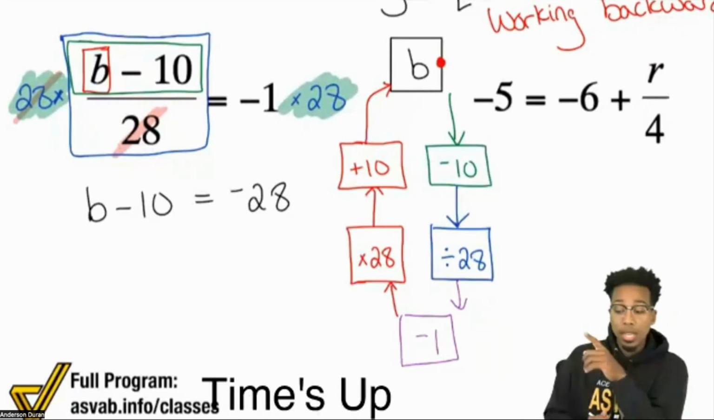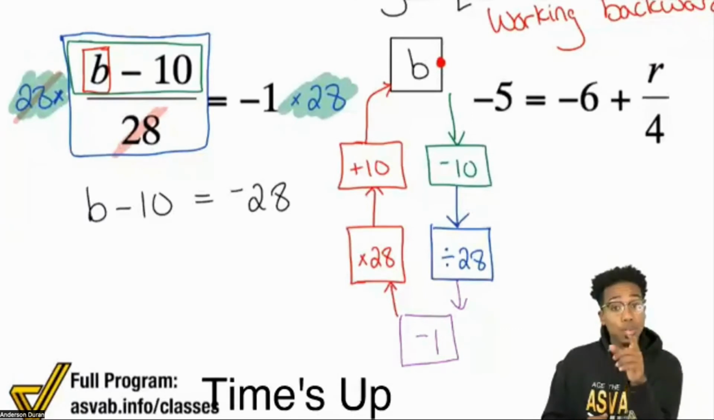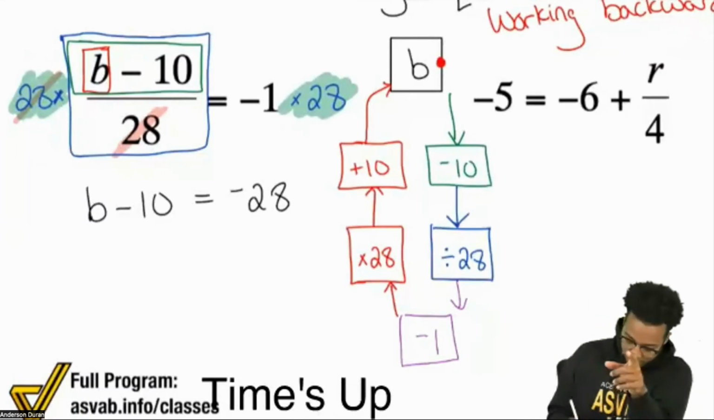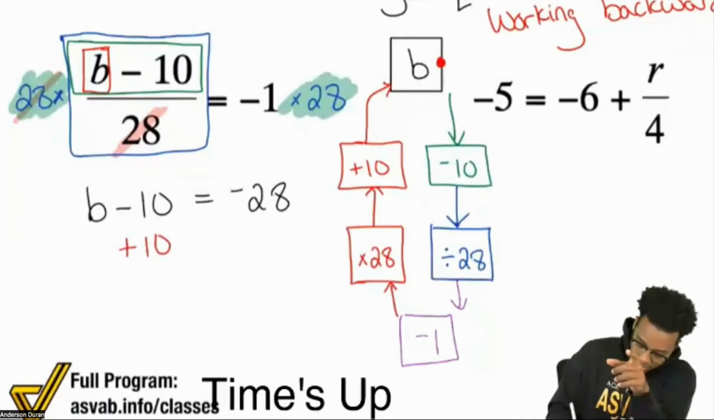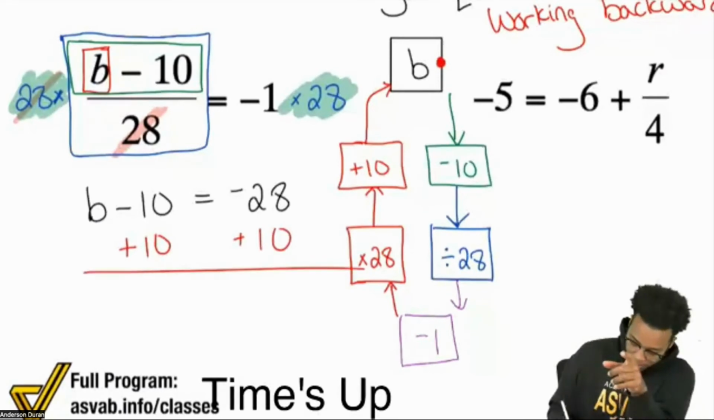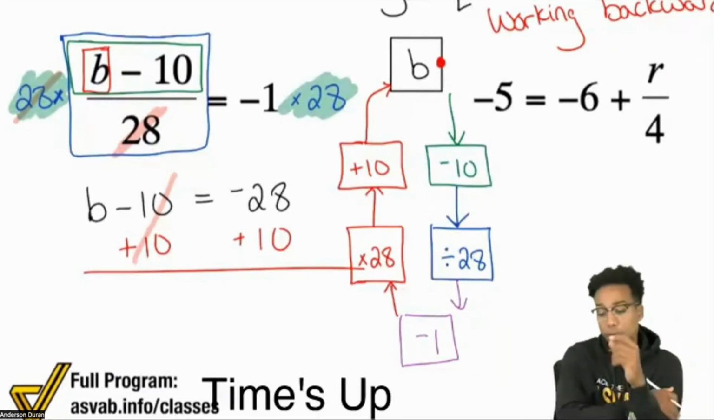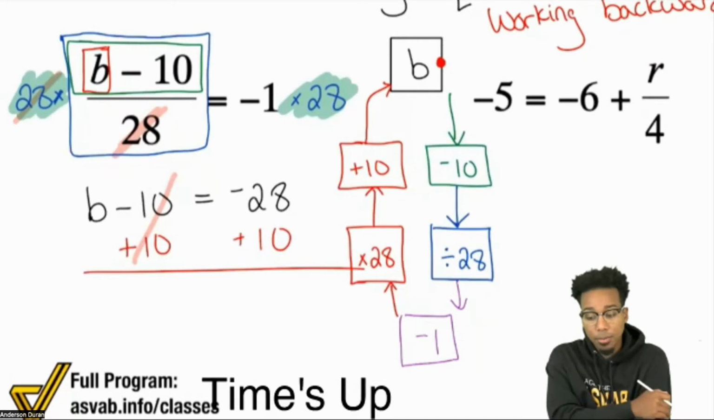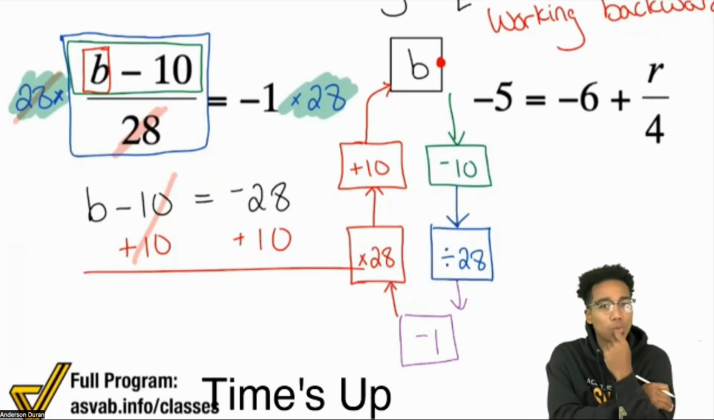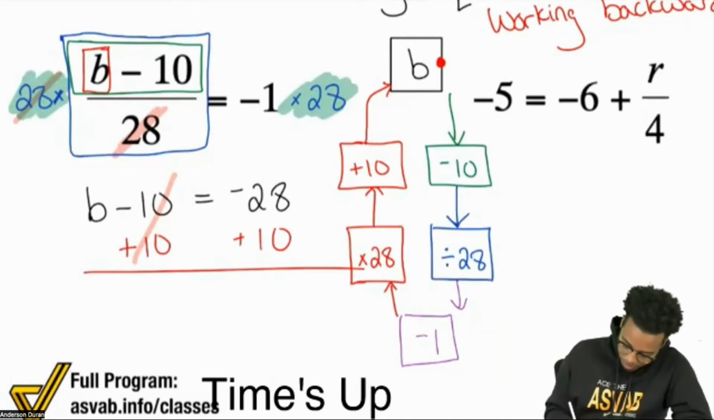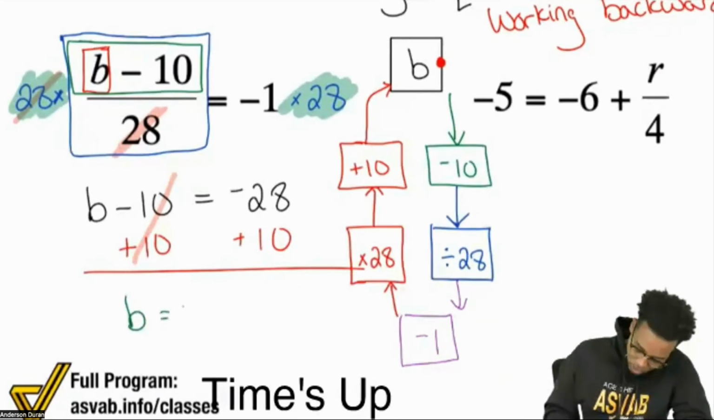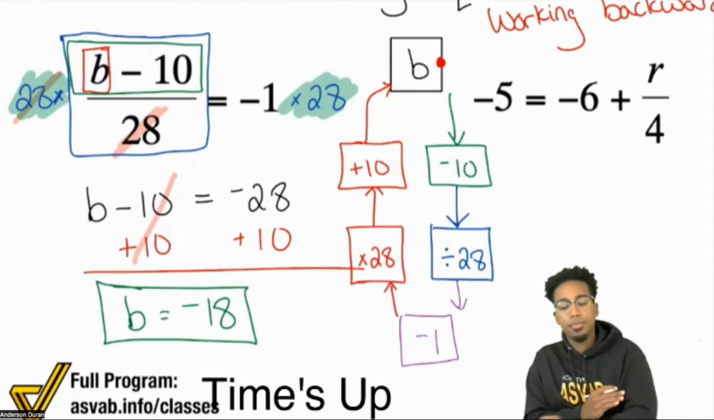Yeah, exactly. And so to get rid of that minus 10, we have to add 10 on both sides here, everybody. We got to add 10 to both sides because right here, it's going to disappear. And then from there, negative 28 plus 10, what is that, everybody? Negative 18. Yep. And we'll have B equals negative 18. Nice and easy there.